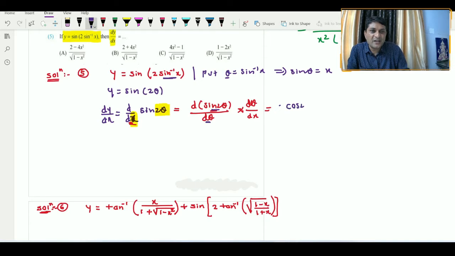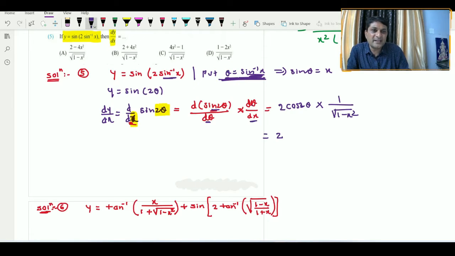cos 2θ into derivative of 2θ will be equal to 2. और ये dθ by dx, इसका डेरिवेटिव dθ by dx means derivative of θ with respect to x, means derivative of sin inverse of x. Its derivative is 1 upon under root 1 minus x square. तो ये dθ by dx की वैल्यू सब्स्टिट्यूट कर दी हमने यहाँ पे. So 2 keep it as it is.